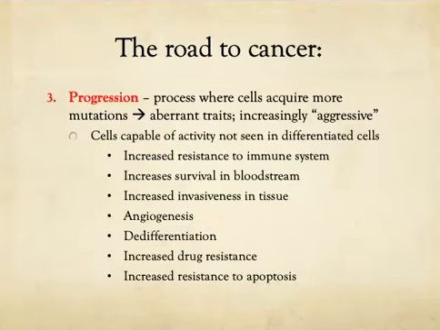They sometimes de-differentiate. They take on traits of less mature cells. They show an increased resistance to various drugs that are normally cytotoxic, that normally kill living cells. And they show an increased resistance to the mechanisms of apoptosis, to normal programmed cell death.